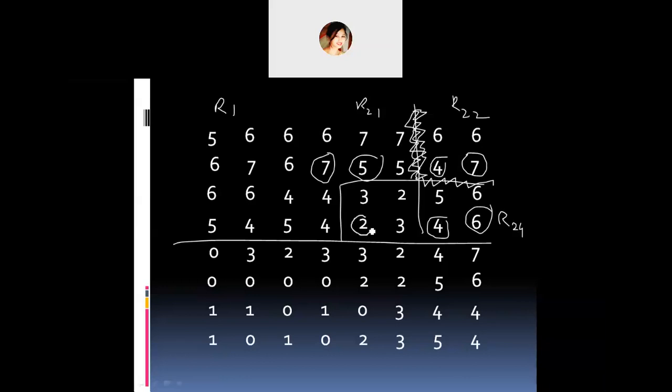Now check for these two. Suppose 6 is maximum, 2 is minimum. So 6 minus 2 is 4. So this is not satisfying the condition. So even if one region is not satisfying the condition, you can still merge it, because the other region is satisfying it. Even if one condition is not satisfied with a region, you can merge it, because 6 minus 2 is 4, so you can merge this.